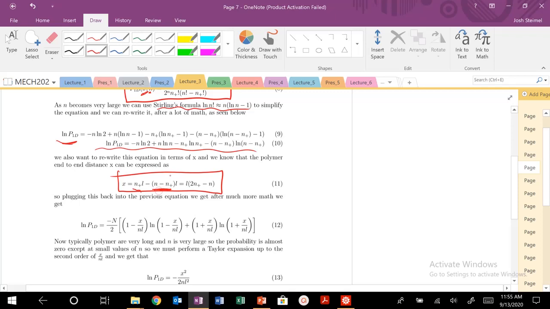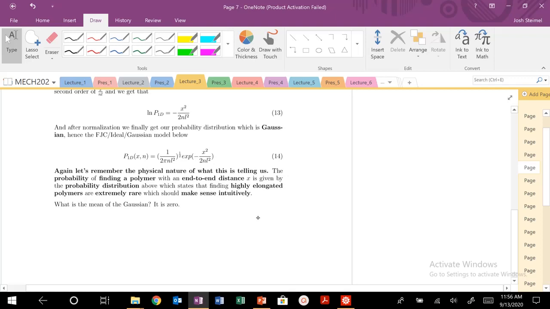Because, again, n minus is equal to n minus plus steps times L. That's it. So once you have this expression, you could plug in, rearrange, do a lot more fun math here, and eventually you'll get to this expression. So hopefully, again, Gaussian, freely jointed chain, ideal Gaussian model. What does this expression look like?